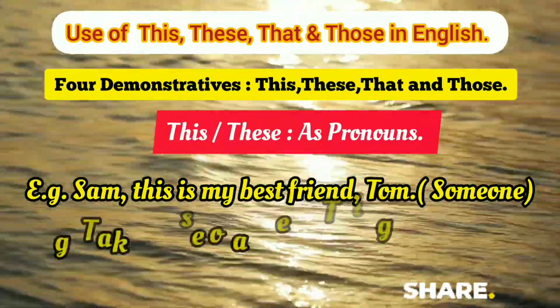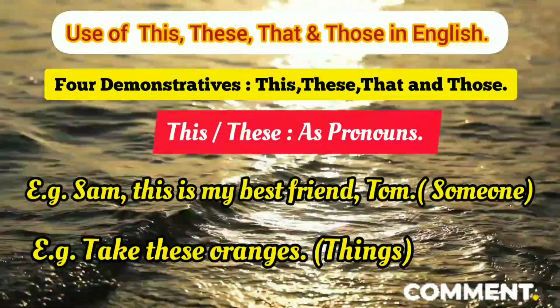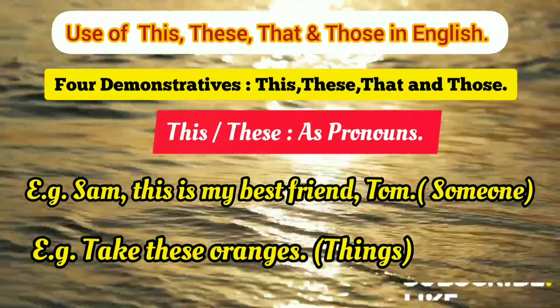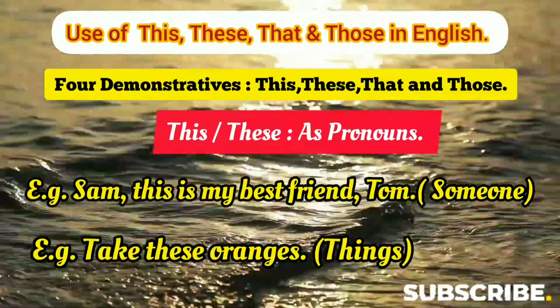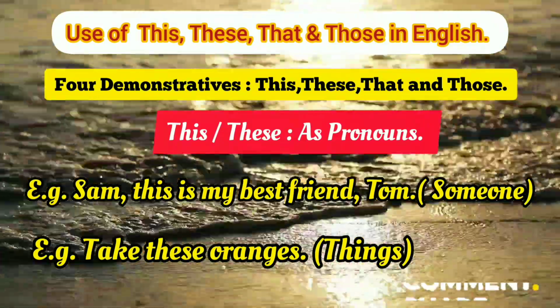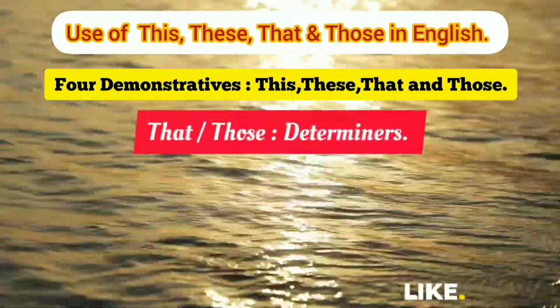And you can point out towards things also. As you see the next example, take these oranges. I'm quite sure it's crystal clear. When you're talking about plural, then you have to use these. So let me read it out once again. Take these oranges.